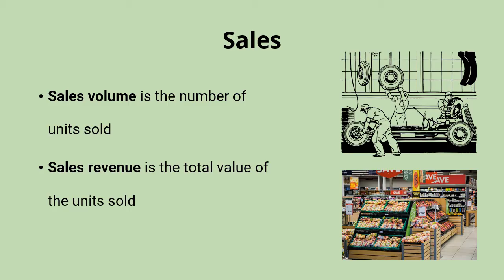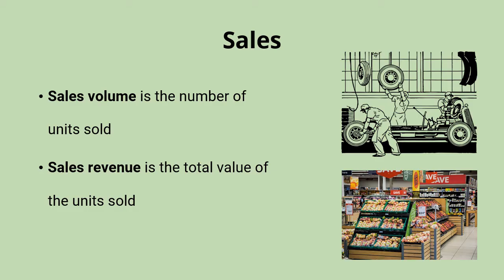So if you imagine you had a business manufacturing and selling cars, it might make more sense for you to put your sales figures in terms of sales volume. The number of cars sold, thousands of cars, whatever it is, might be quite a clear figure for you to be able to show for your sales. Whereas for some businesses, this isn't going to make very much sense, and it's going to make a lot more sense for you to put your figures in terms of sales revenue, which is the value of all of that output sold.